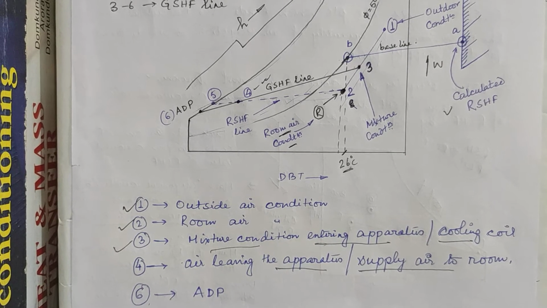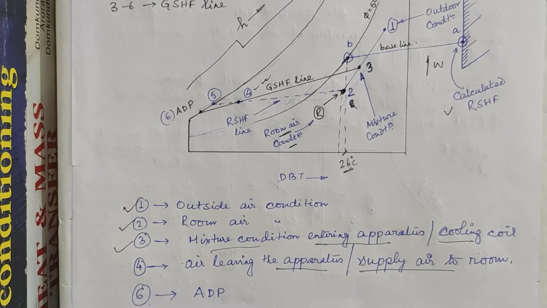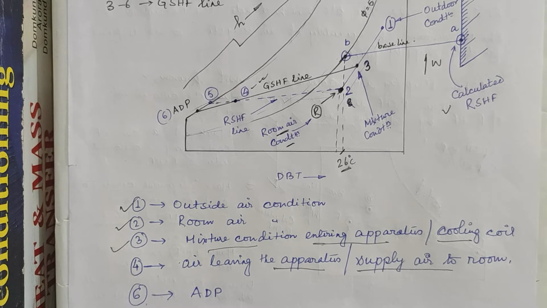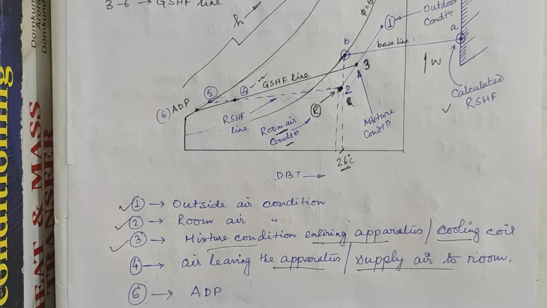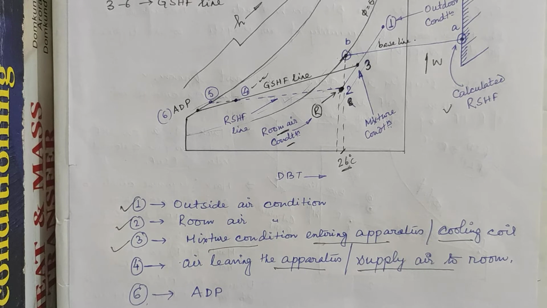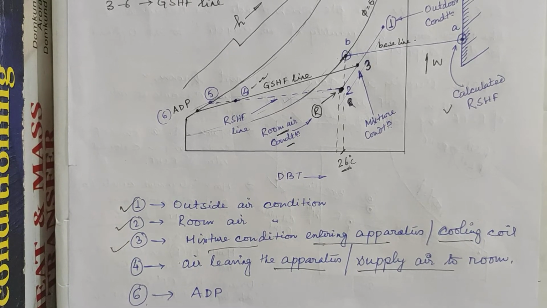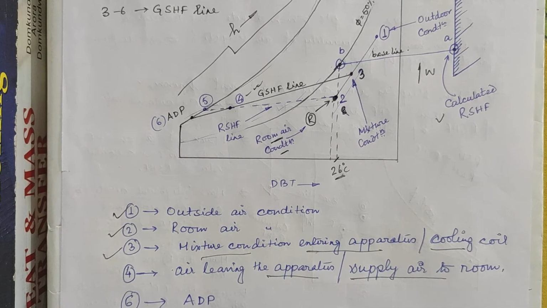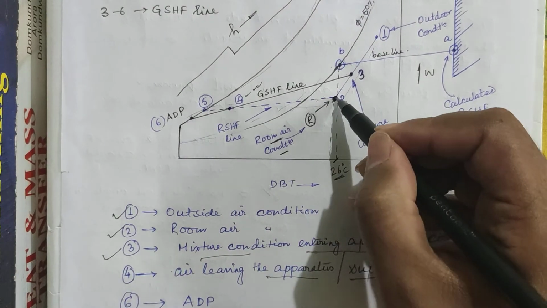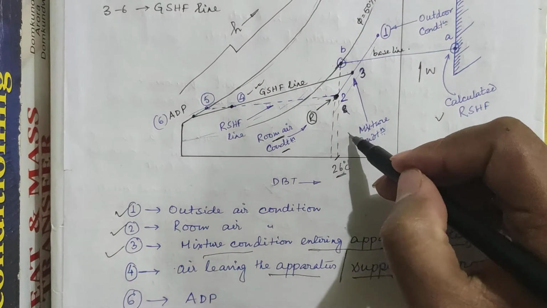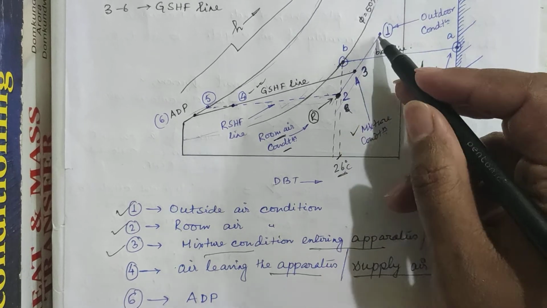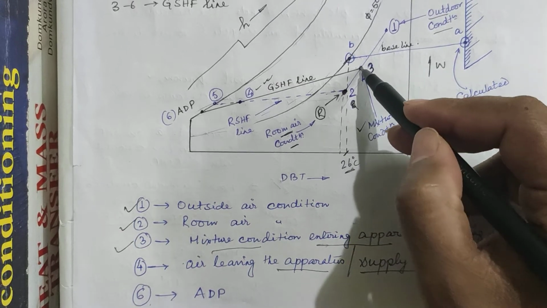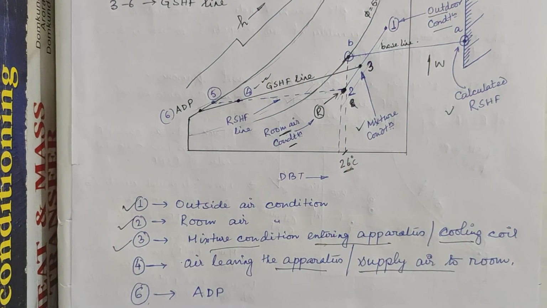So again I am repeating, first locate the calculated value of room sensible heat factor. Next locate base circle, join these 2 points by line called baseline. After locating this baseline, locate the room design condition, also locate the mixture condition after mixing of room air and outside air. Or if we also know the outdoor condition, locate point 1, point 2, and mixing of these two gives point 3. This one is nothing but adiabatic mixing of 2 air streams.